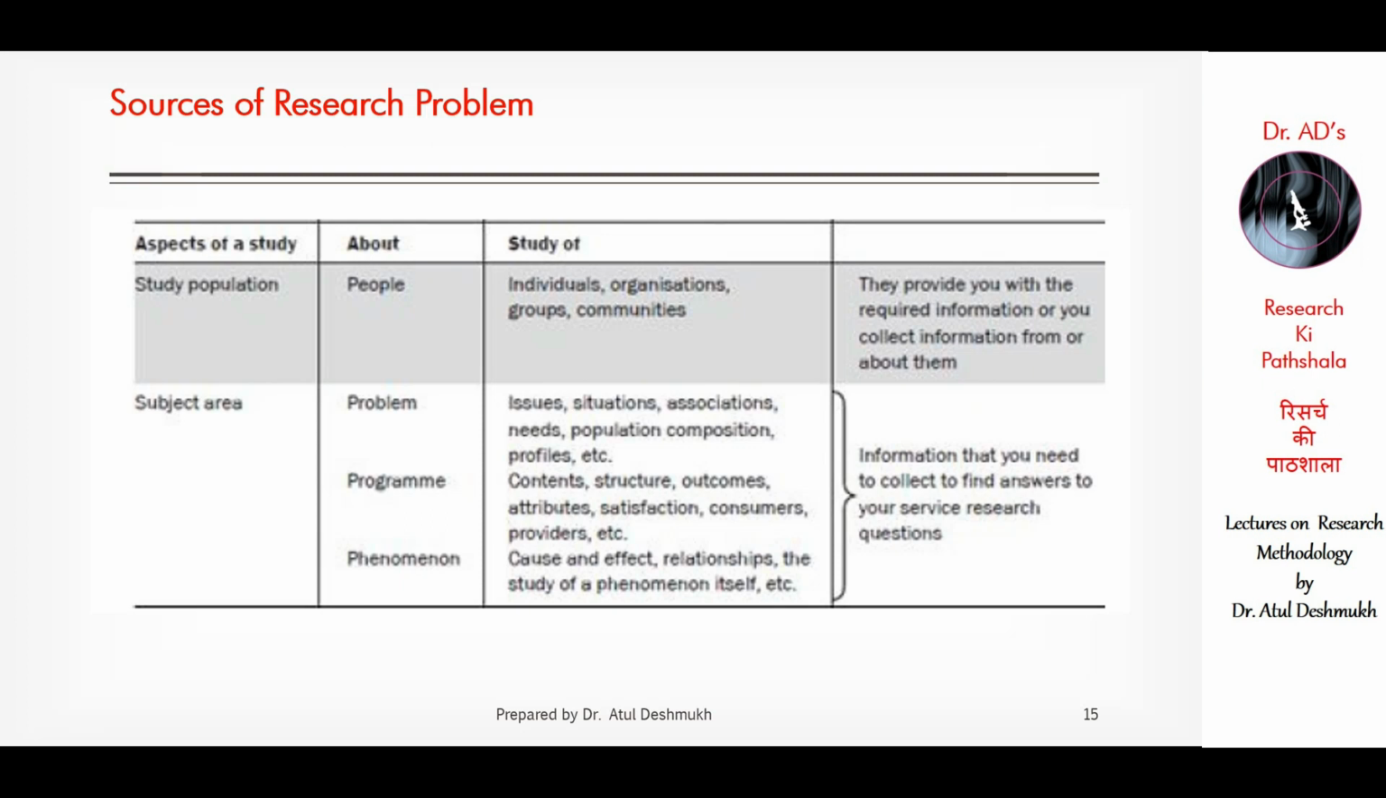Now the second source in subject area is program. The first was issues, situations, associations. I studied the association between electric vehicles and the PM 2.5 particle level, or the association between electric vehicles and air pollutants. Needs. Okay. Then program means contents, structure, and so on.